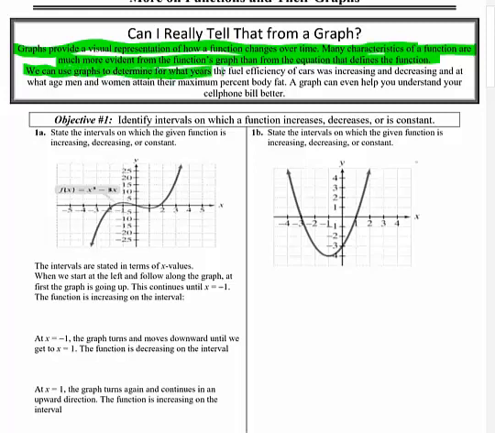We can use graphs to determine for what years the fuel efficiency of cars was increasing and decreasing, for example, and then at what age men and women attained their maximum percent body fat. That's interesting. A graph can even help you understand your cell phone bill better. Yeah, that's fair. Unfortunately, I don't want to think about that, huh?